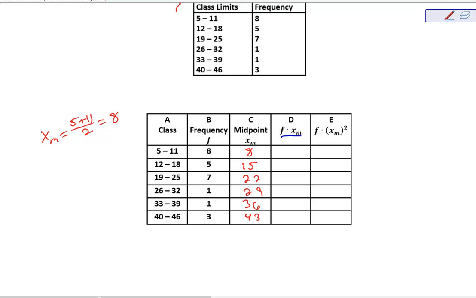Then for this column, I'm going to take frequency and multiply it by my midpoint. So I'm going to take 8 times 8, which will be 64. Then I'll take 5 times 15, and I get 75. And I'm going to do that all the way down. So I get 154, 29, 36, and 129.